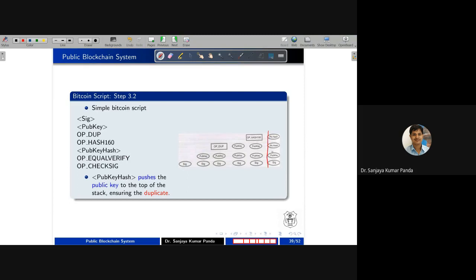That is added into the stack, right? Initially signature is there, public key is there. One public key is removed by OP_HASH160, then the result, PK hash, is inserted. Then we have written public key hash. You are again pushing another public key hash, which is nothing but a duplicate of the previous public key hash, so that you can compare these two. So the public key hash is pushed to the top of the stack, ensuring the duplicate one.